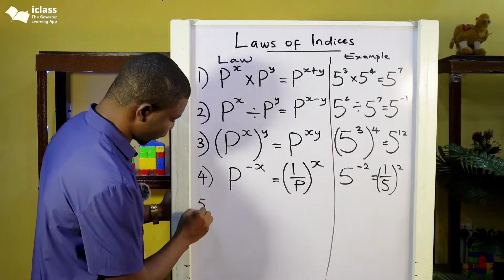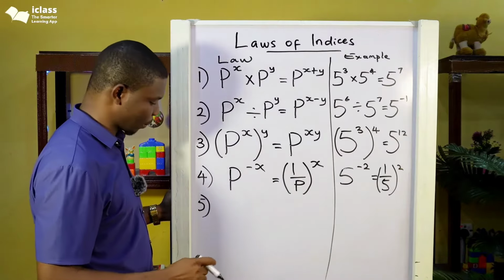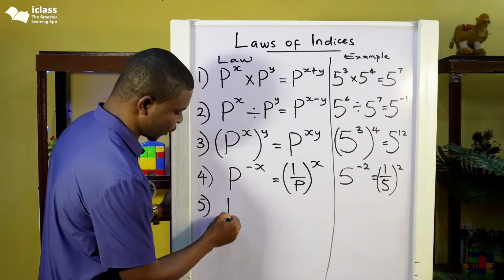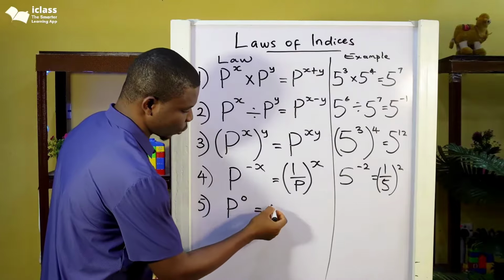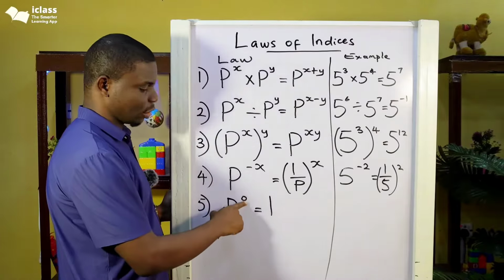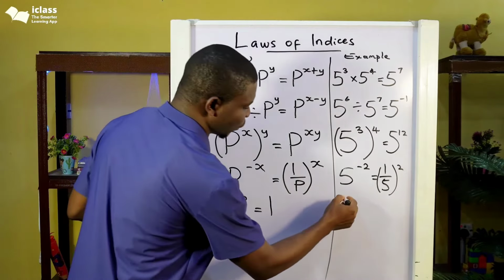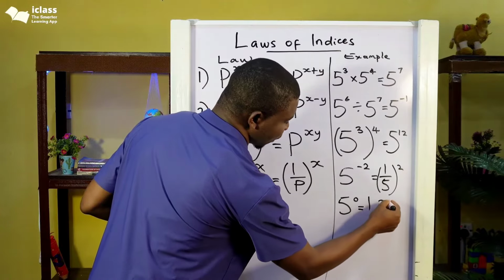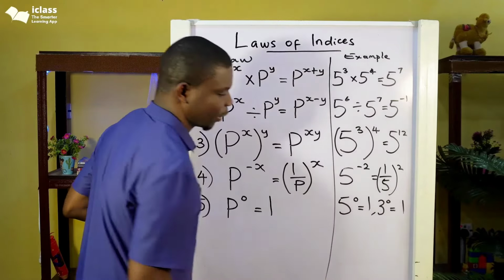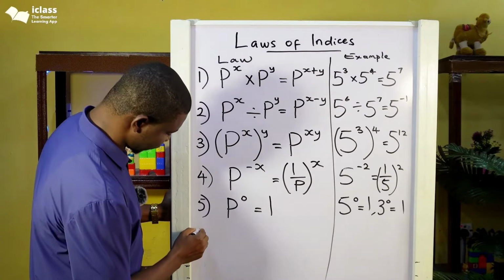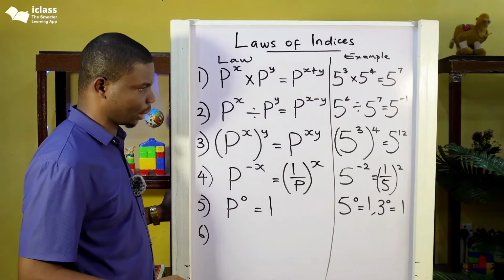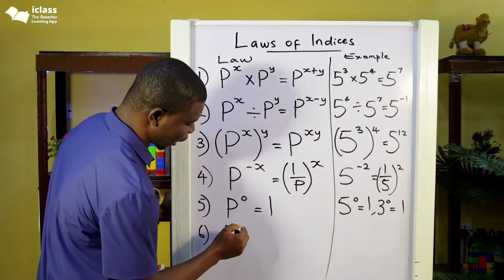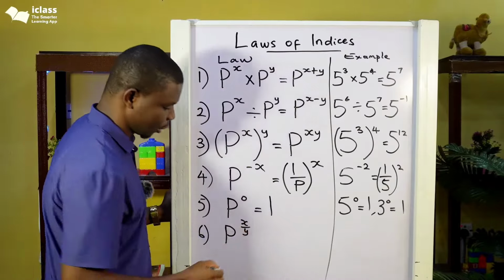All right, the fifth law that I will talk about is when you have raised to power 0. So anything raised to power 0 is equal to 1. So if we have, for instance, 5 to the power 0, this will be 1. If I have 3 to the power 0, this will also be 1. All right? And then number 6, which will be our second to the last, if we have p to the power x over y, what would this be?